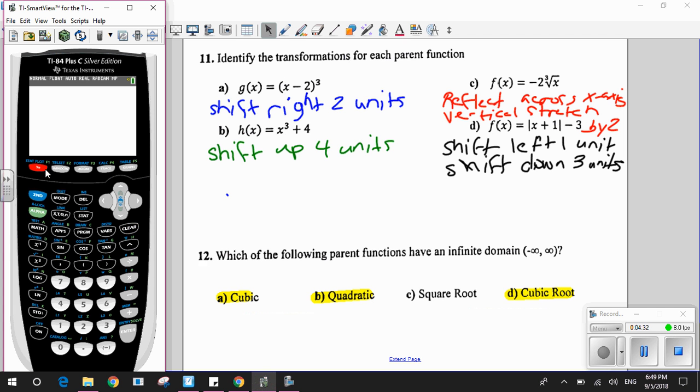So go to y equals. Let's clear out all 3 of these. Now in y1, we're going to enter our cubic parent function. So the equation is x to the power of 3. So that's x, that's y1. It'll be blue. For y2, we'll put the quadratic, x squared, it'll be red.